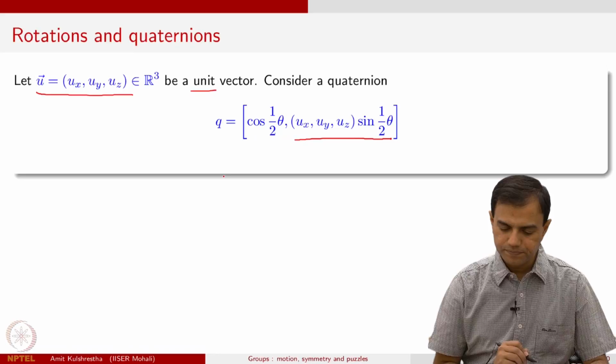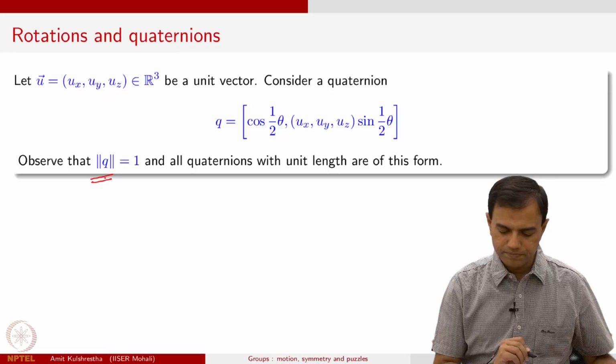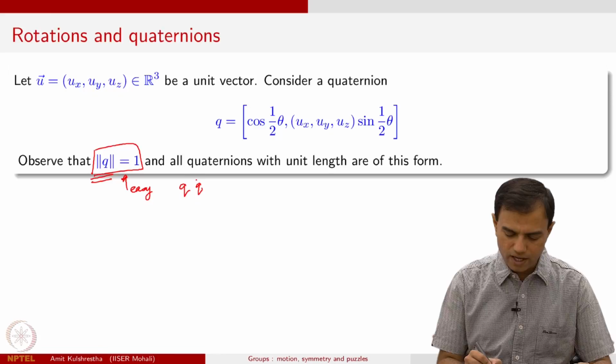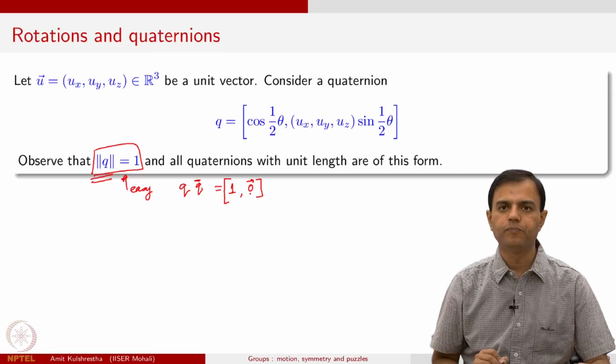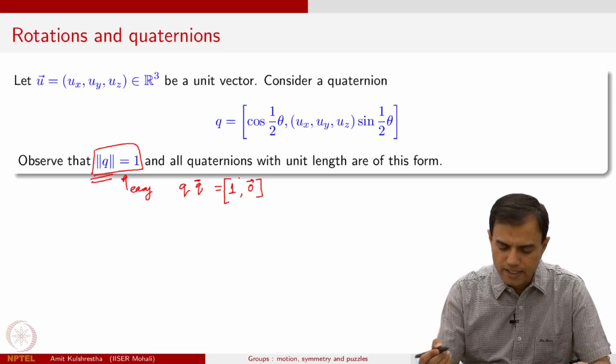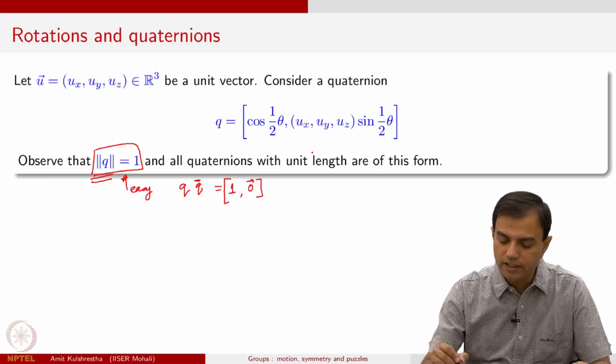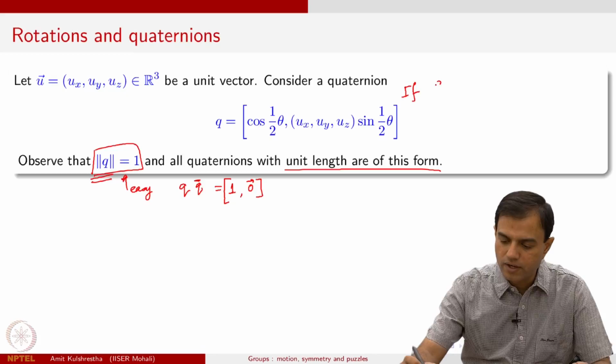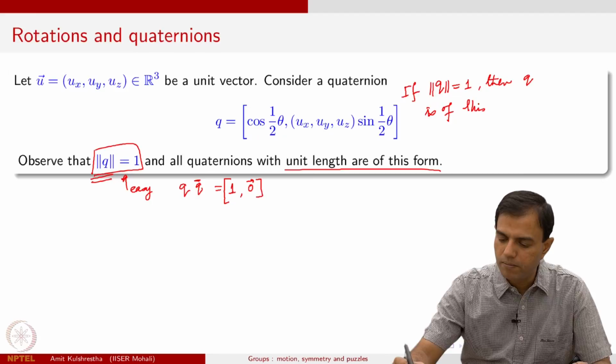So what are the properties of this? The norm of Q is 1. That's easy. It is easy to see that Q Q bar is 1. When I say 1, maybe you should be thinking like (1, 0), so the vector part is 0. So you can think of Q Q bar therefore as a scalar. So the norm of Q is 1, and this holds for all the quaternions which have this property. In fact, if you have a quaternion whose norm is 1, then Q is of this form. That's easy.